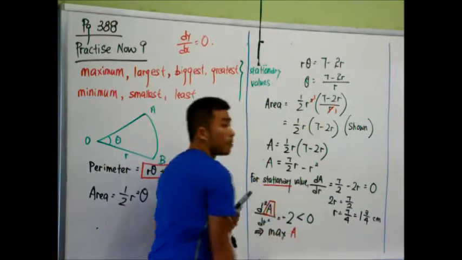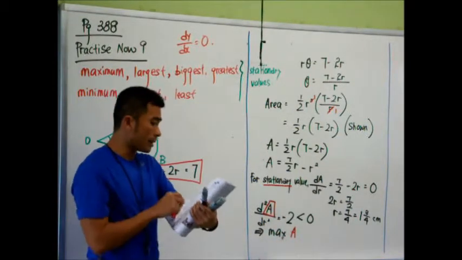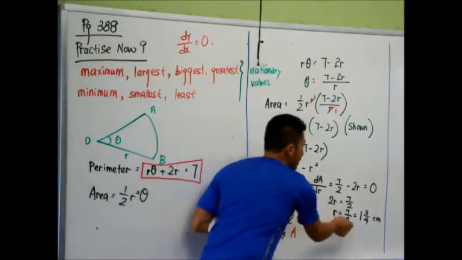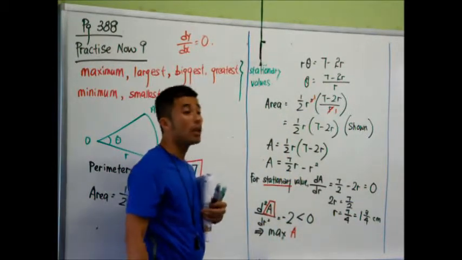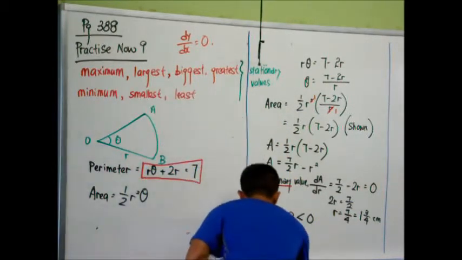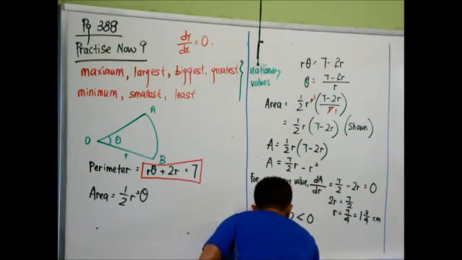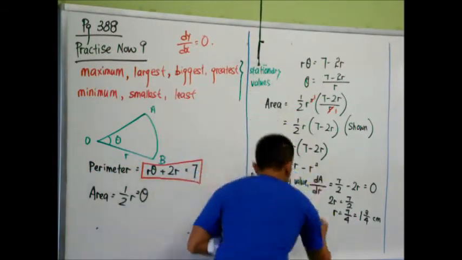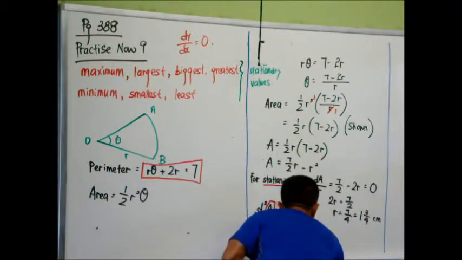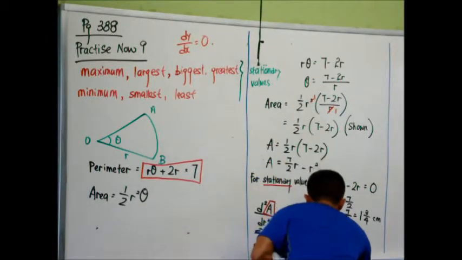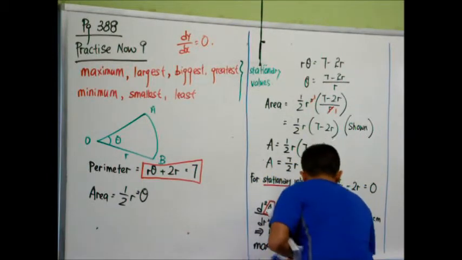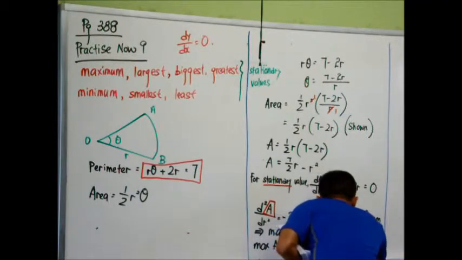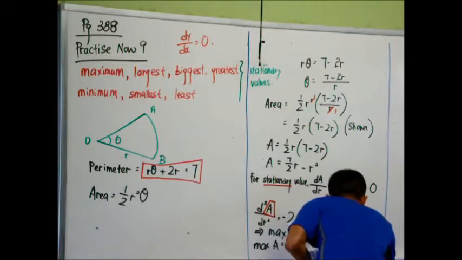Okay? I highlight in red, but we are not done yet. Why aren't we done? They want you to find the maximum area. They did not ask you to prove that when R is equal to 1 3/4, you have maximum area. So now, there is one more additional step. Maximum area. Please substitute this R into the area formula, which is over here. So you have half, 1 3/4, multiplied by 7, minus 2 times 1 3/4, and please punch in the calculator now.